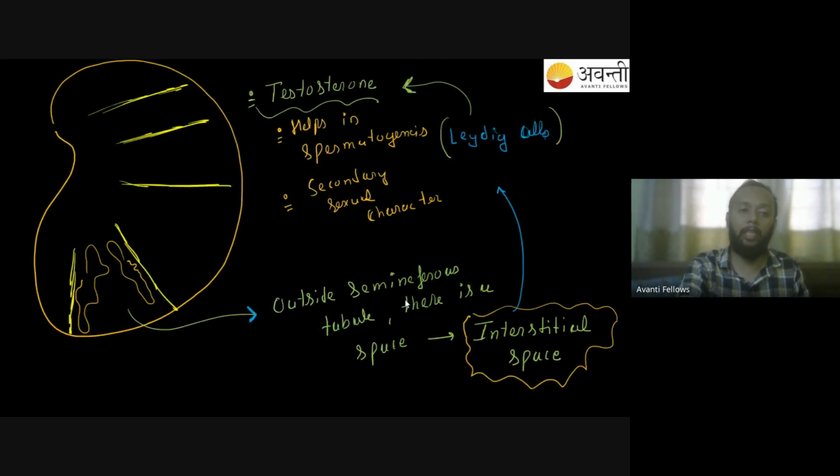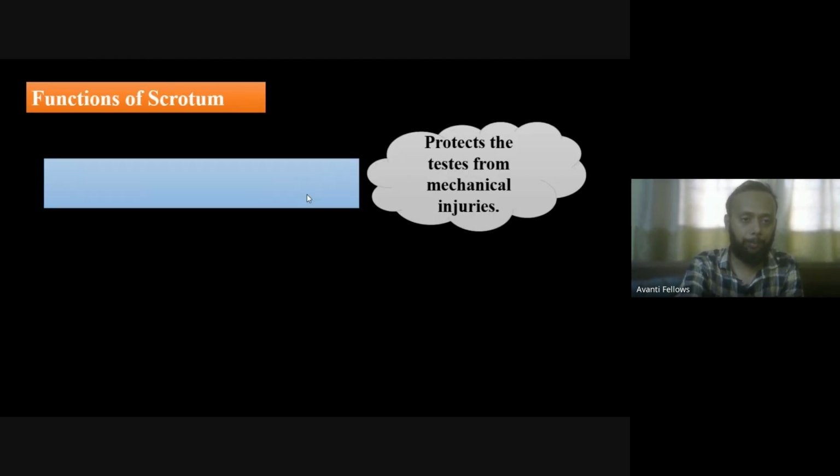And then we have to understand there is a small space between the seminiferous tubules, and this space is called the interstitial space. In this space we find some more cells, the Leydig cells. These cells release testosterone, and that hormone helps in spermatogenesis as well as giving the secondary sexual characters to the male. That is something we have done, Gayatri, and now we are going beyond that.